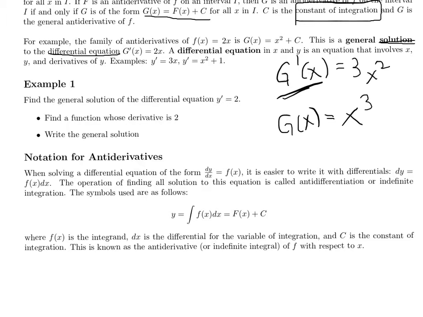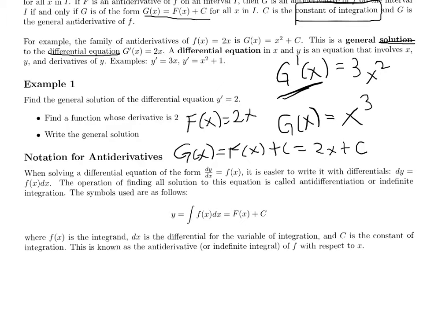In some cases, a differential equation may include a y in addition to x, but it always has to have at least a y prime. Let's look at example 1. Find the general solution for the differential equation y prime equals 2. What is a function whose derivative is 2? That's our f: 2x. So our general solution is f of x plus c, which is 2x plus c. It's not correct without the c. You have to have your constant of integration.